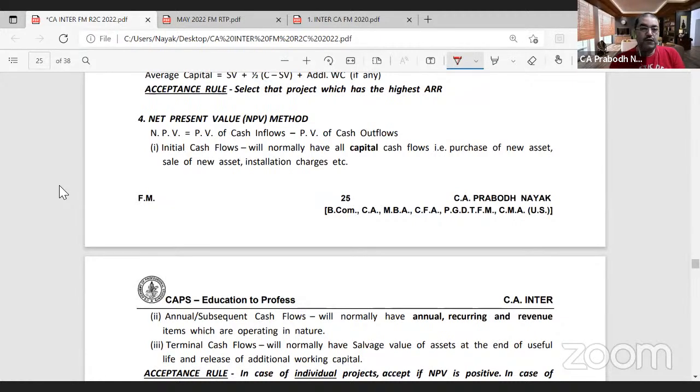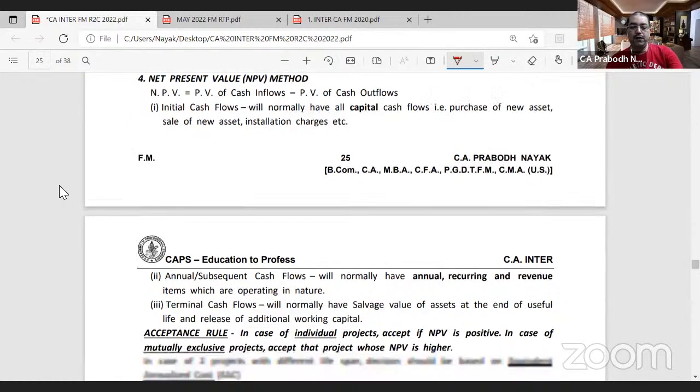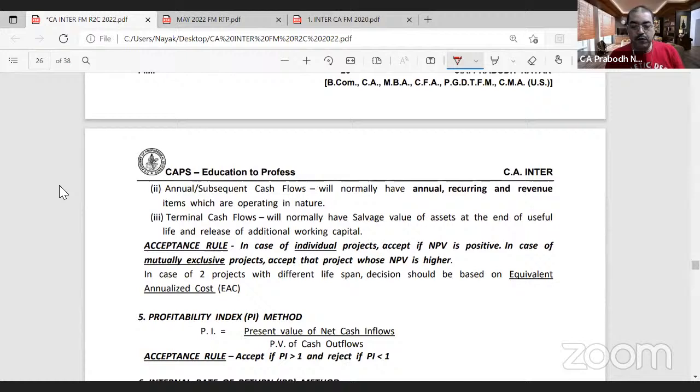Last, you have terminal cash flows, which are going to have only maximum two types of items. Income from salvage value of the assets of the project sold, and working capital, if invested at the beginning, will be released at the end of the project. Okay, so that is your terminal cash flow. Acceptance rule: in case of individual projects, accept if NPV is positive. In case of mutually exclusive projects, accept that project which has got the highest NPV.